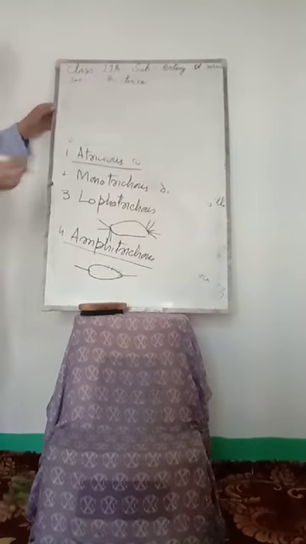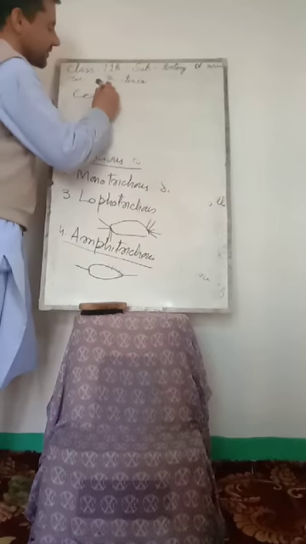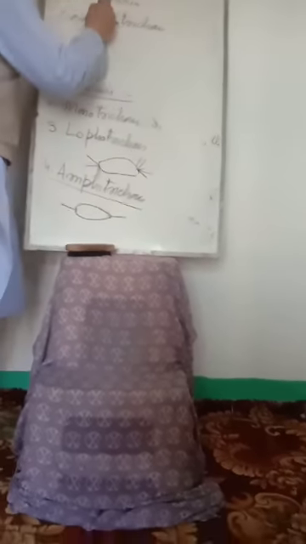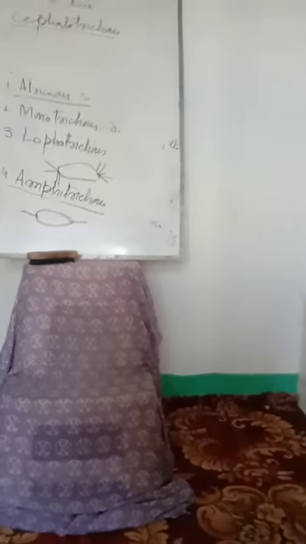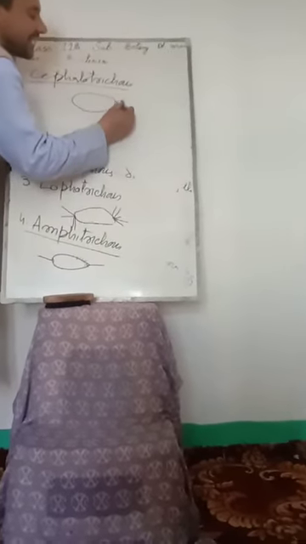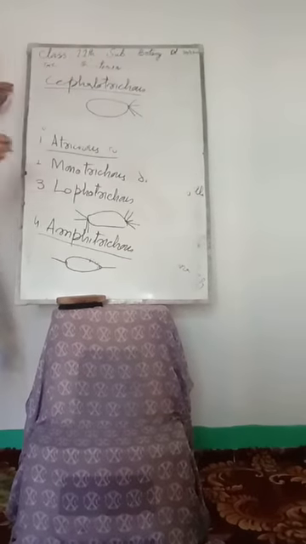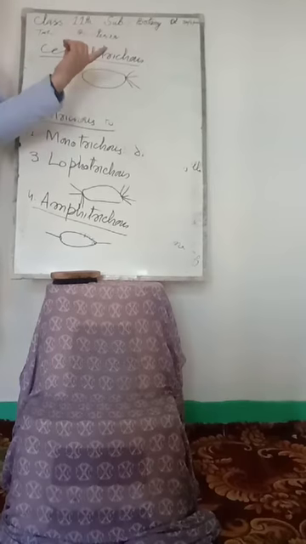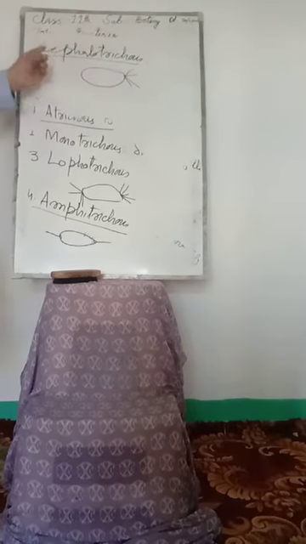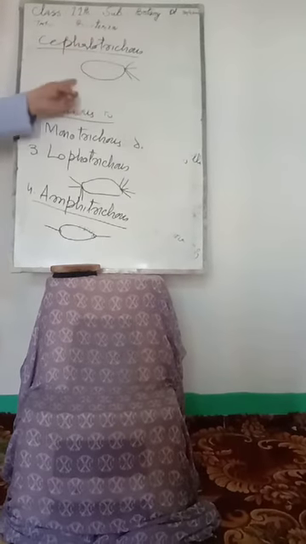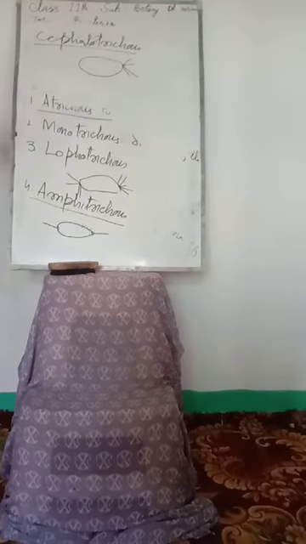Fourth one, it is Cephalotrichous. Cephalotrichous bacteria means the bacterial cell which possesses a tuft of flagella but only at one end. At a single extremity, at a single terminal, there is a tuft of flagella, and such bacterial cells are called Cephalotrichous bacteria.